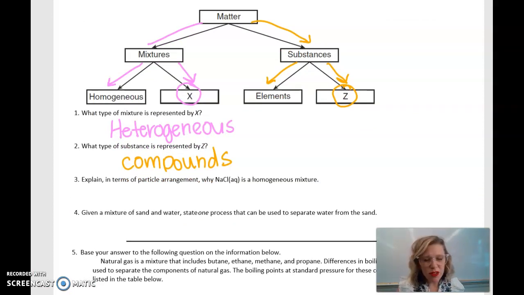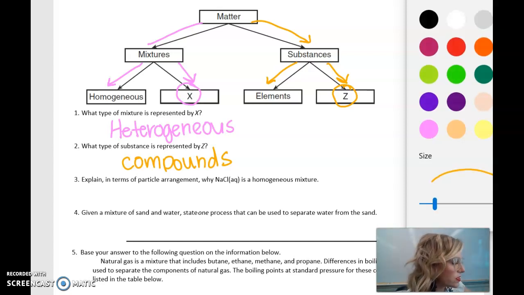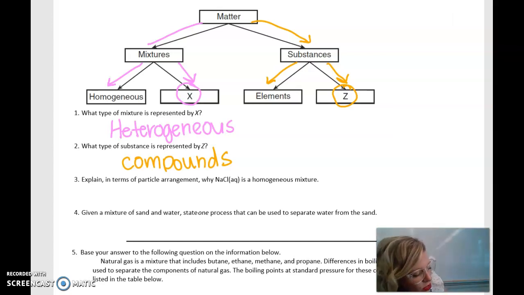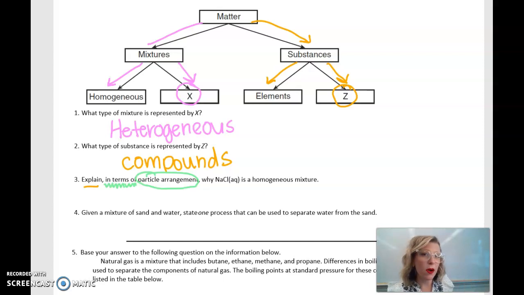Now taking a look here, we have question number 3. So it says, in terms of particle arrangement. Now I do want to point out that with these explain questions, we tend to need a little bit more information, okay? So again, when you see this term explain, that's typically when we're going to have to be using more than 1 sentence, okay? So explain, and then there's these tricky words right here, in terms of particle arrangement, which means that in our answer, we have to talk about the way that the particles are arranged, okay? So in terms of particle arrangement, why NaCl(aq) is homogeneous, okay?